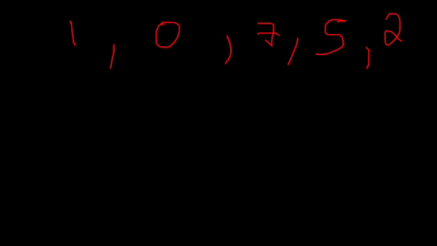Let's try another example. This is one of the fundamental building blocks of computer science, so I really want you to understand the concept of a good sort. So I'm going to try, let's say, 1, 0, 7, 5, and 2. First, I look at 1. I compare 1 with the rest, 0, 7, 5, 2. Obviously, my minimum comes to 0.